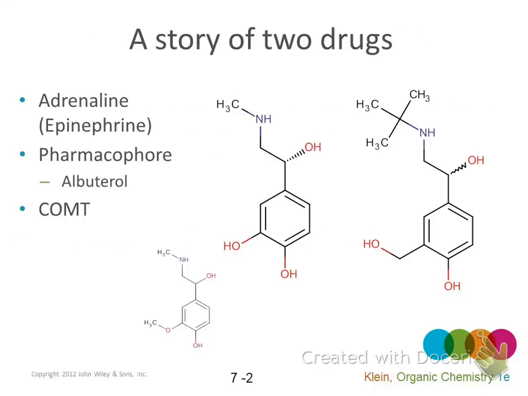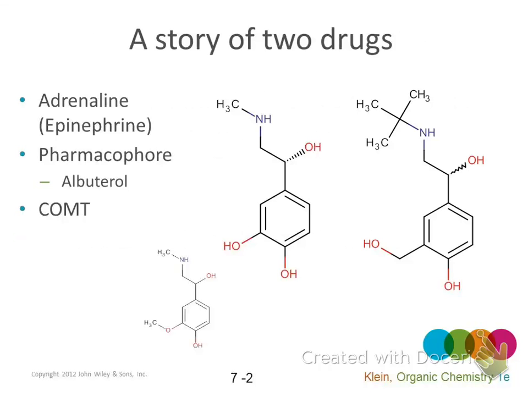Yeah, they put this on there because it doesn't look like this, and because this enzyme does the modification on this particular carbon, it can't do it here. So what happens is this inactivates far more slowly than this does. COMT is actually the way your body gets rid of all the catecholamines in the periphery, on the outside.